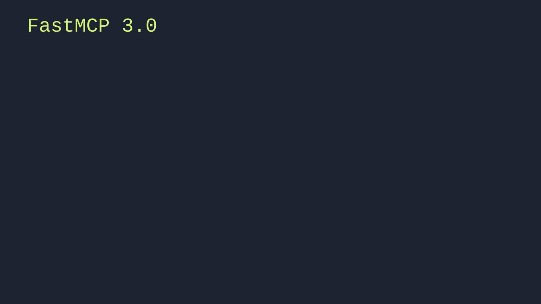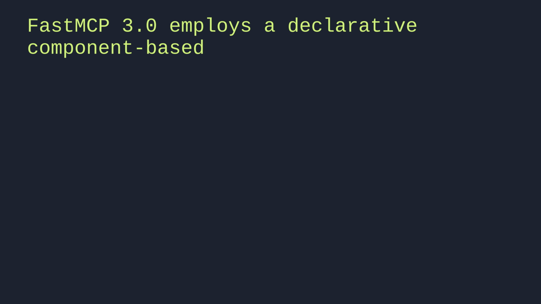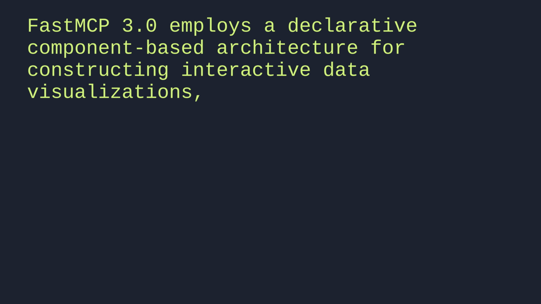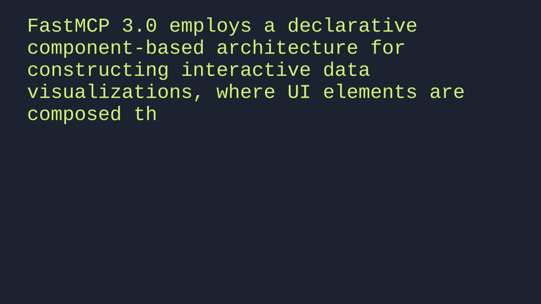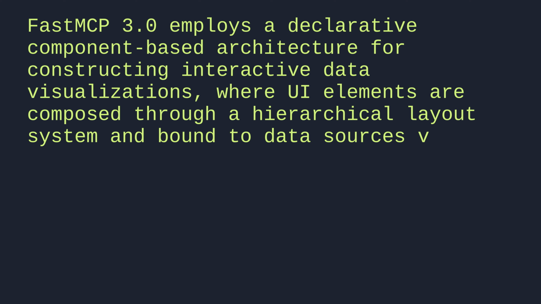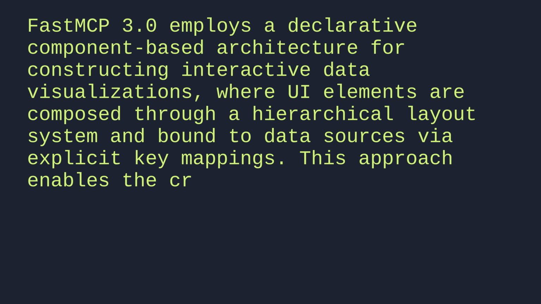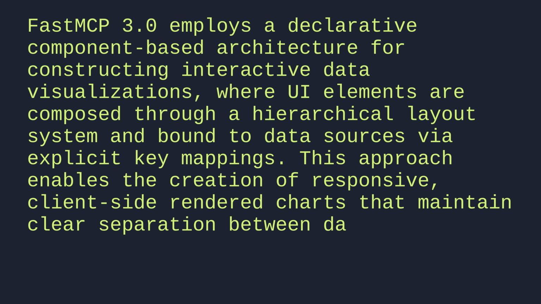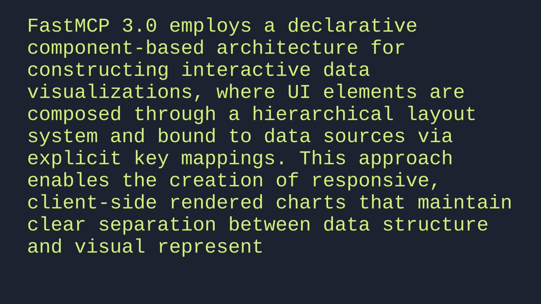FastMCP 3 employs a declarative component-based architecture for constructing interactive data visualizations, where UI elements are composed through a hierarchical layout system and bound to data sources via explicit key mappings. This approach enables the creation of responsive, client-side rendered charts that maintain clear separation between data structure and visual representation.